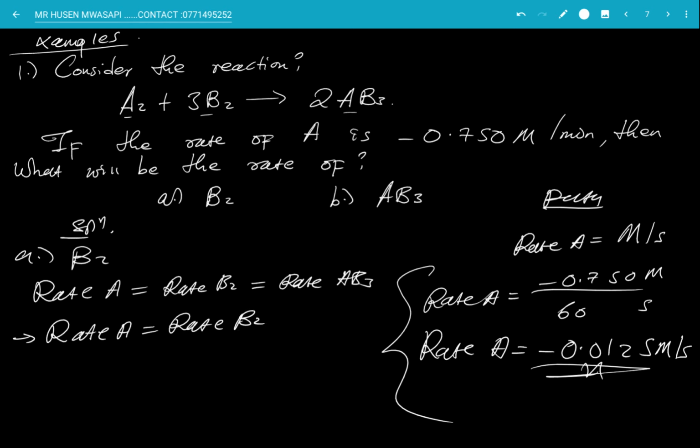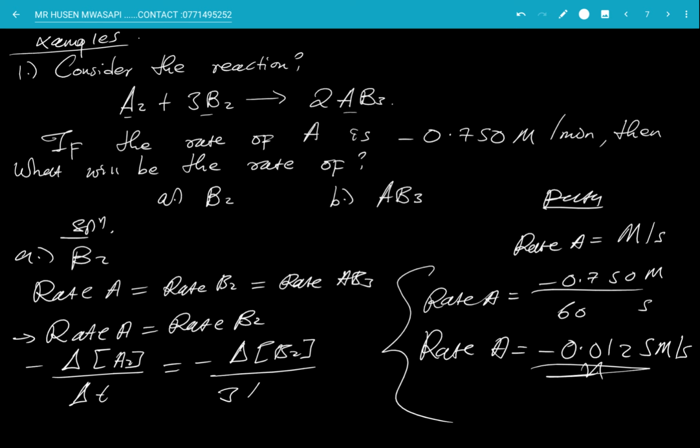Now you have rate A, isn't it? Let's try and find rate B2. So now what is rate A? Rate A is going to be the change in concentration of A2 over the change in what? Time. And this is equal to, now you don't really have to put the minus if you want, but anyway, it's fine. So minus change in concentration of B2 over 3 change in time.